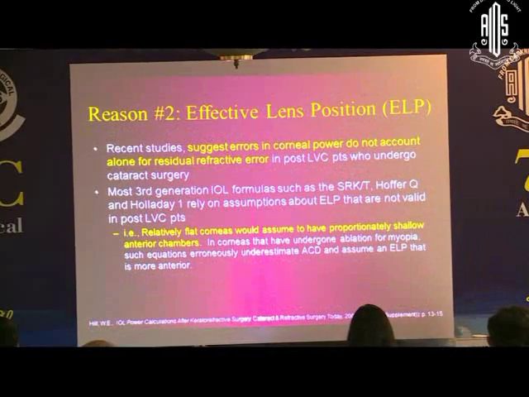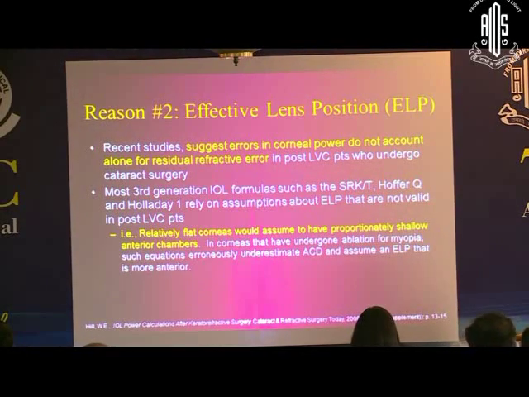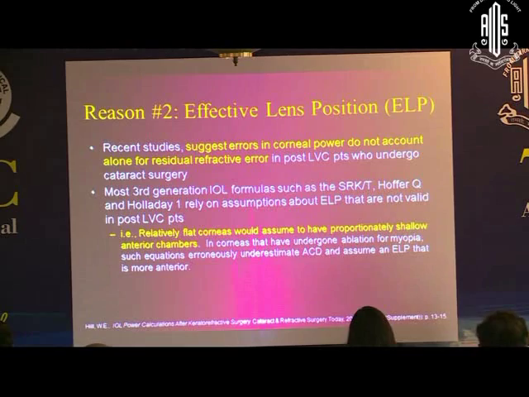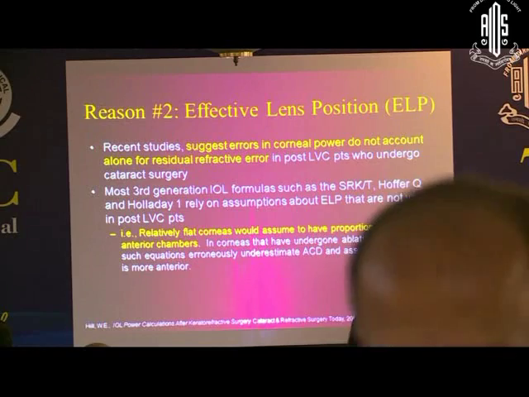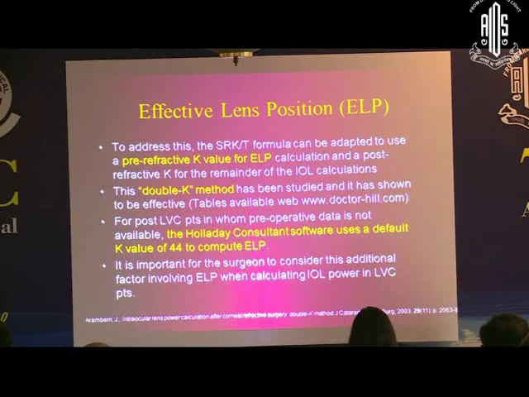Effective lens position also has been talked about. Basically, more studies suggest that errors in corneal power don't account alone for these residual refractive errors in the post-refractive patients who undergo cataract surgery. And as mentioned, many of the third-generation formulas make assumptions about the effective lens position that really are not valid in the post-refractive patient. So basically, patients that have relatively flat corneas are assumed to have shallower anterior chambers, and that basically will result in underestimations of anterior chamber depth and assume that the effective lens position is more anterior.